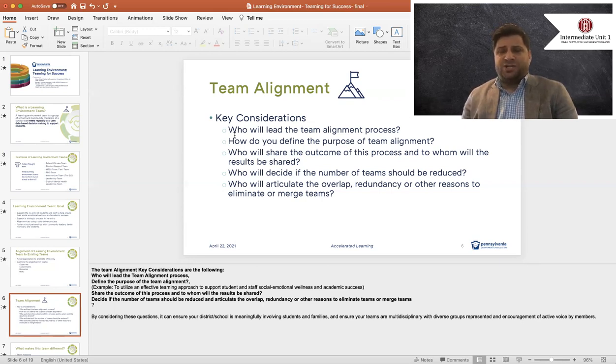By considering these questions and working through this process, we ensure that your district or your school is meaningfully involving students and families, and ensuring that your teams are multidisciplinary with diverse groups represented, and we encourage active voices by all the members.